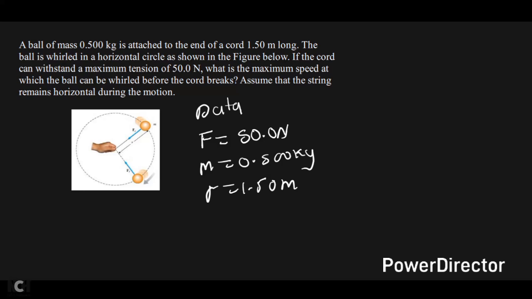Remember those formulas. Acceleration is equal to v squared over radius. So how are you going to find the acceleration? We can find the acceleration by saying force is equal to mass times acceleration. So what is the force? It's 50 there. Then what's the mass? 0.5, right?